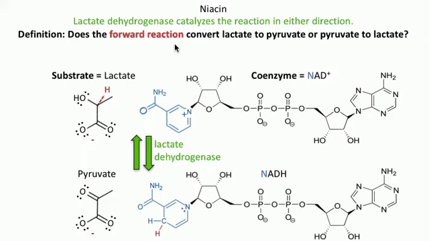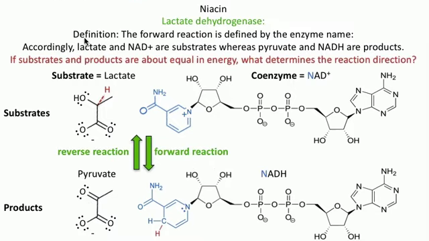It's called the forward reaction if lactate and NAD plus bind and get converted to pyruvate and NADH, and it's called the reverse reaction if pyruvate and NADH bind and form lactate and NAD+. So lactate and NAD+ would preferentially be called the substrates, and pyruvate and NADH would preferentially be called the products based upon the nomenclature. And to be clear, the lactate is being dehydrogenated. The hydrogen is coming off and we're forming a double bond to oxygen.